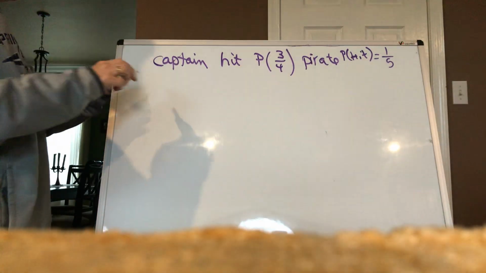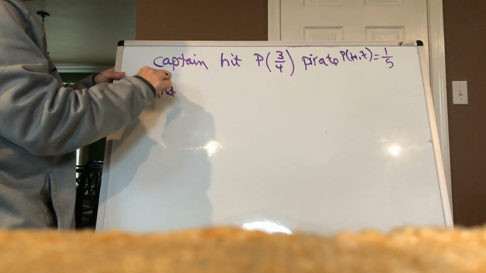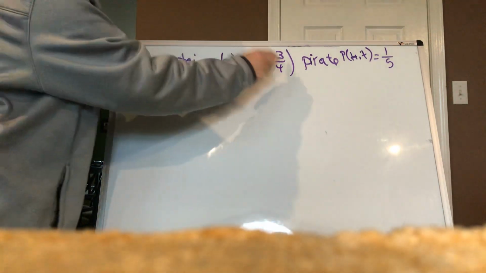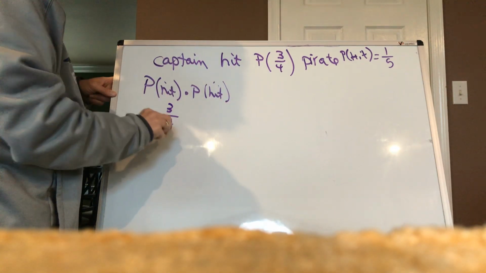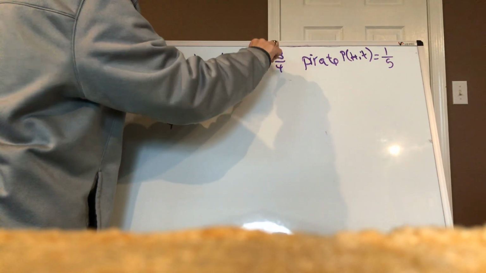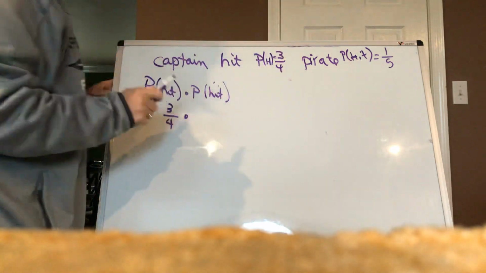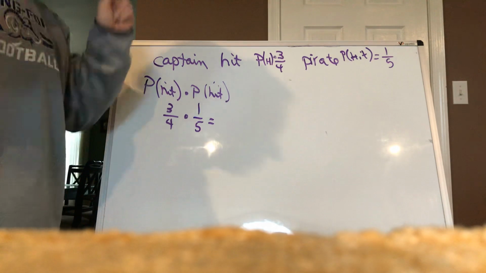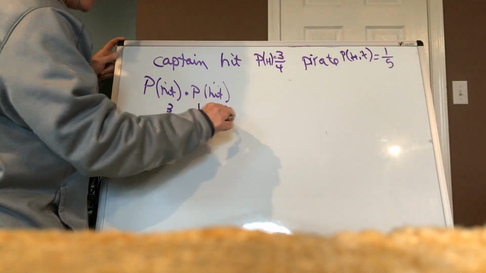So if I said, what is the probability that they both hit? So probability of a hit times probability of a hit. Remember, you always multiply. Well, they gave us the probability of a hit. So the captain hits 3/4. I wrote this wrong. Probability of a hit is 3/4 times the probability that a pirate hits is 1/5 because they said, what if they both hit? So 3/4 times 1/5 is 3/20.